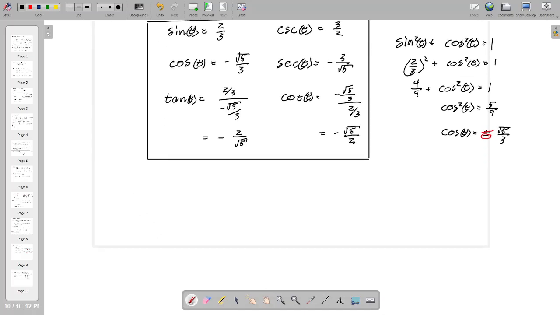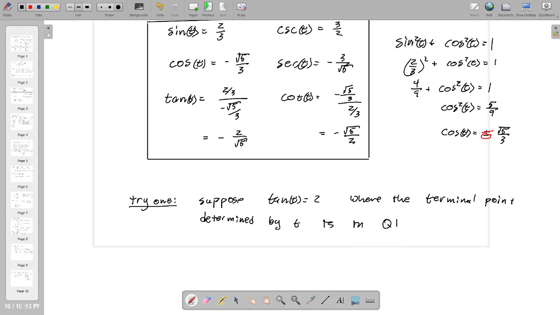All right, I want you to go ahead and try one on the accompanying worksheet. Cotangent of t is equal to 2, where the terminal point determined by t is in quadrant 3. Find all trig functions of t. You just need to find all 6 of these in almost the exact same way. You'll know what cotangent is because it's the reciprocal, and then you use a Pythagorean identity that involves tangent in order to find another one, and then you can continue from there.